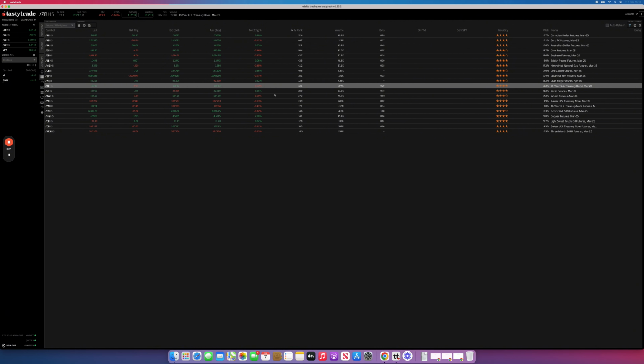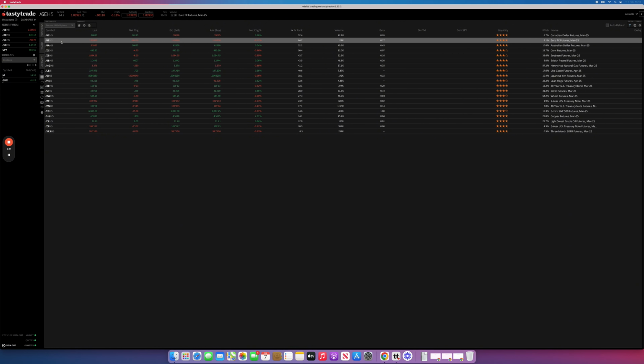I like to be in the mid to high range, and one underlying that I thought would be nice to trade right now is the euro. It has an IV rank of 64.7. It has an absolute IV level of 8.1%.